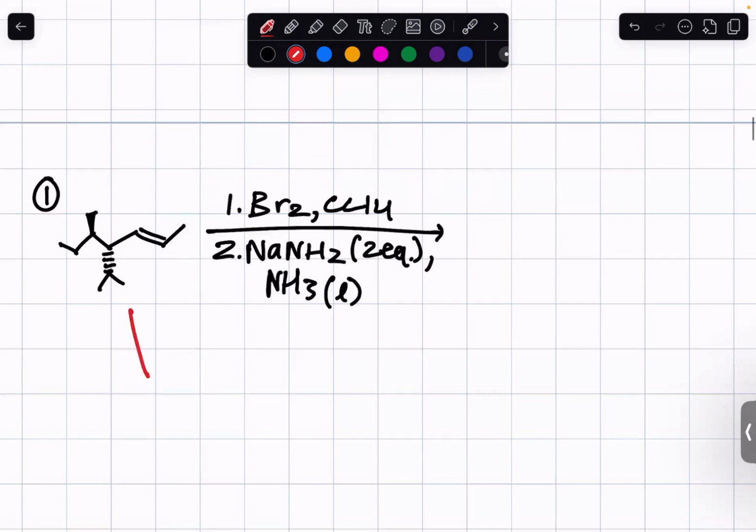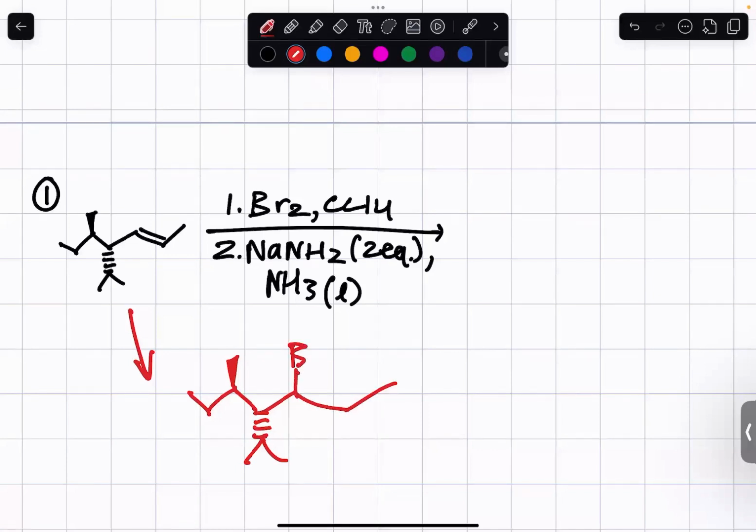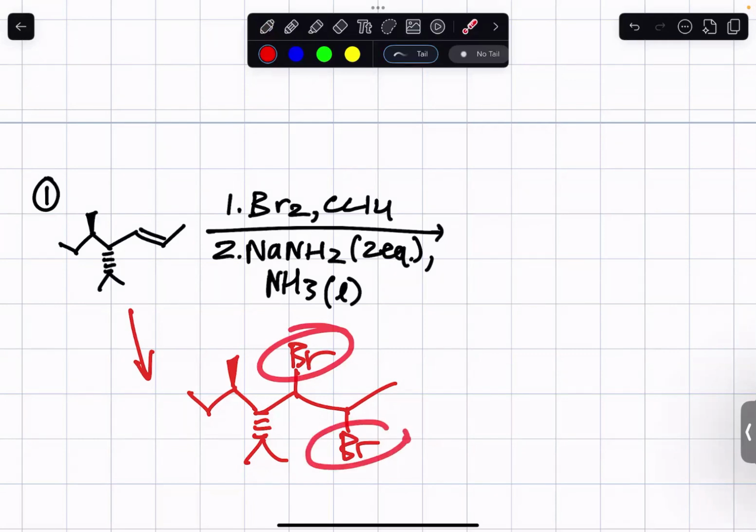So if we do the first reaction, we are going to get this vicinal dihalide here, where the two halogens, in this case the two bromines, are vicinal to each other, adjacent to each other like that. Okay, so now we have two good leaving groups here, and we have NaNH2 in liquid NH3.